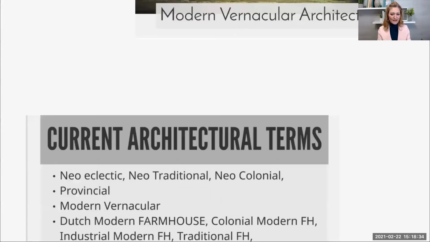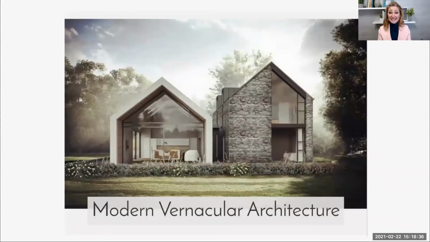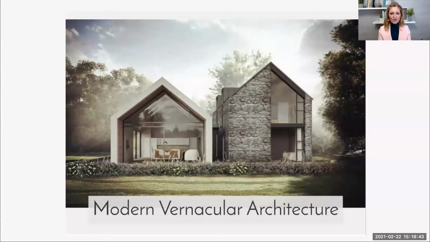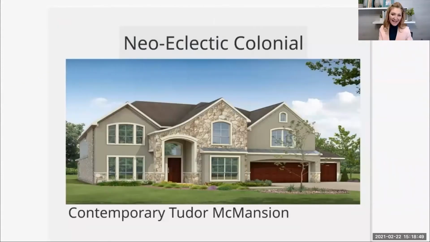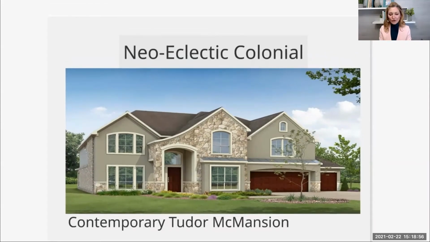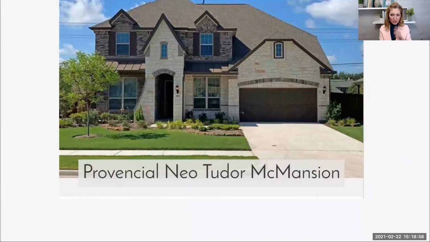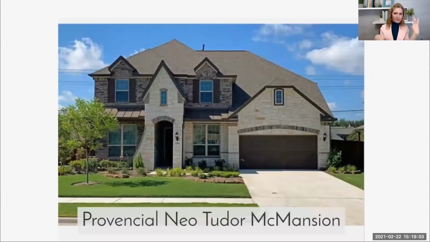You know your product. Here, let's look at some slides real quickly, and then we're going to wrap this little preview up. Modern vernacular architecture. I'm going to show you slides. These are words that you can use when you see something like this. This is Neo-Eclectic Colonial architecture, or I could call it a contemporary Tudor McMansion. Provincial neo-Tudor McMansion. Look at those. And we'll talk about what makes it Tudor and what makes it French and what makes it Spanish in class.